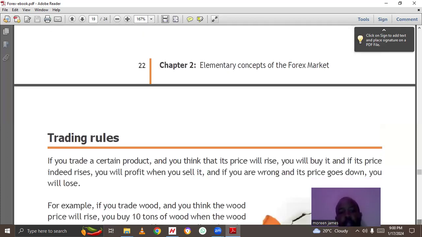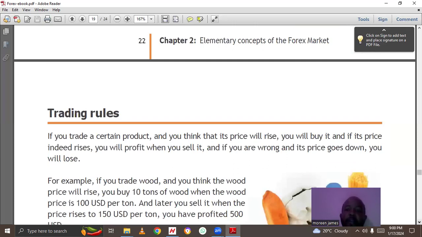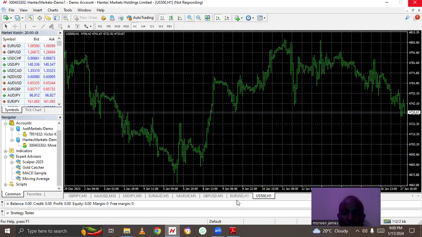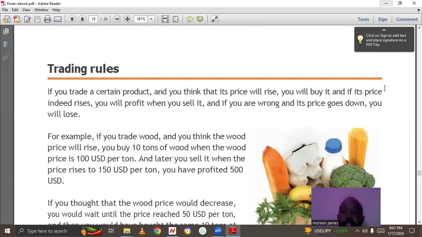Trading rules. So what are the trading rules? If you trade a certain product and you think that its price will rise, you will buy. So I needed to show you this practically. Here we are back. We were at the euro. So let's see if our euro started rising or what's happening to it. I hope you also have your MT4 there, so that at least you can also take part in this. So you will buy it, and if its price indeed rises, you will profit when you sell it.